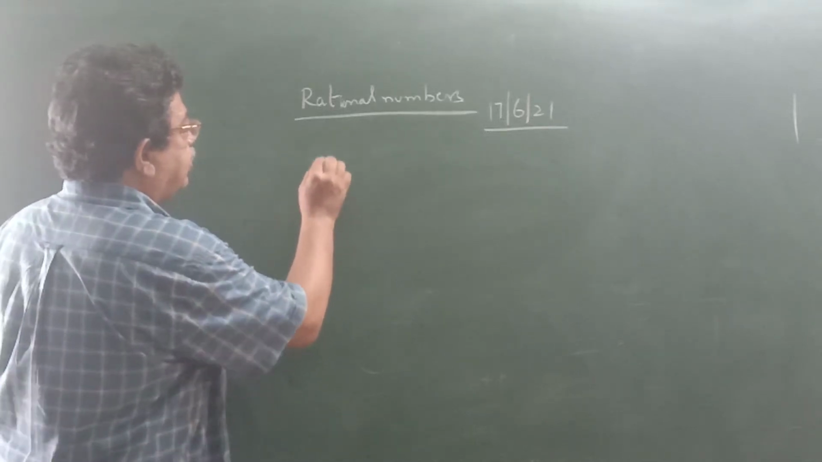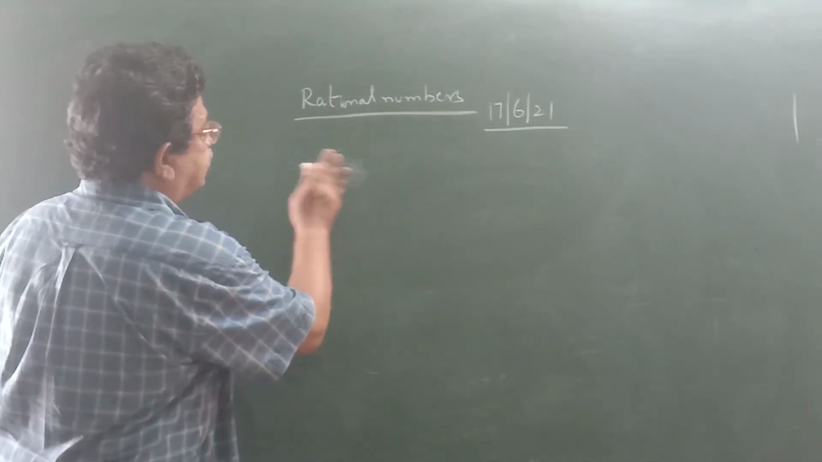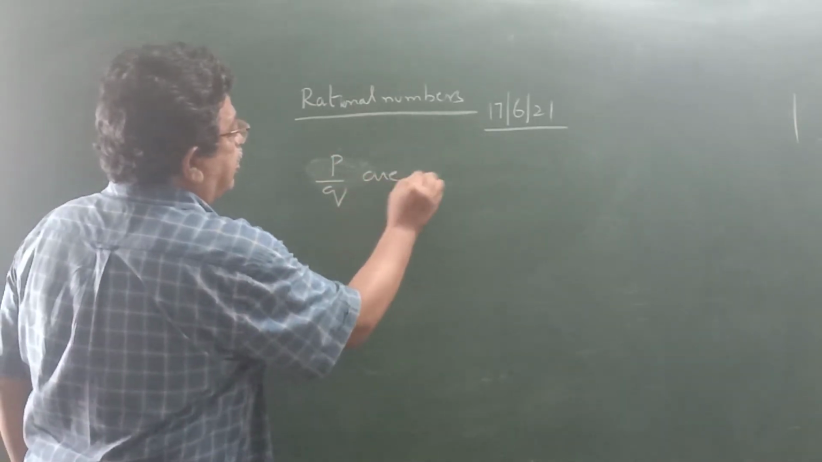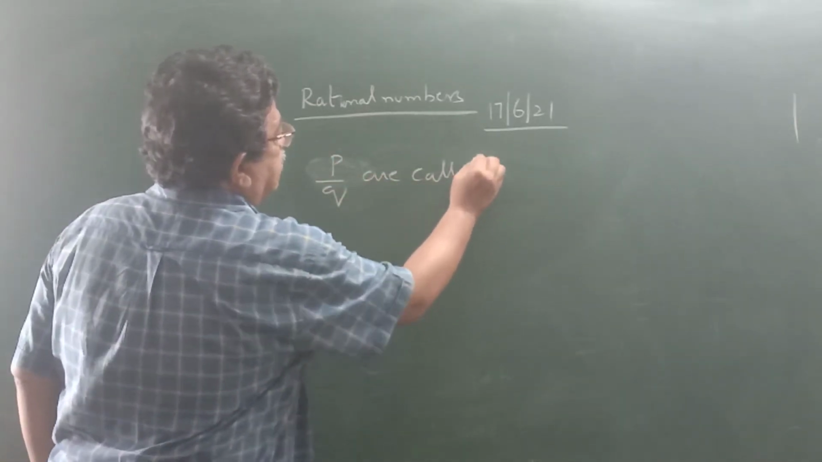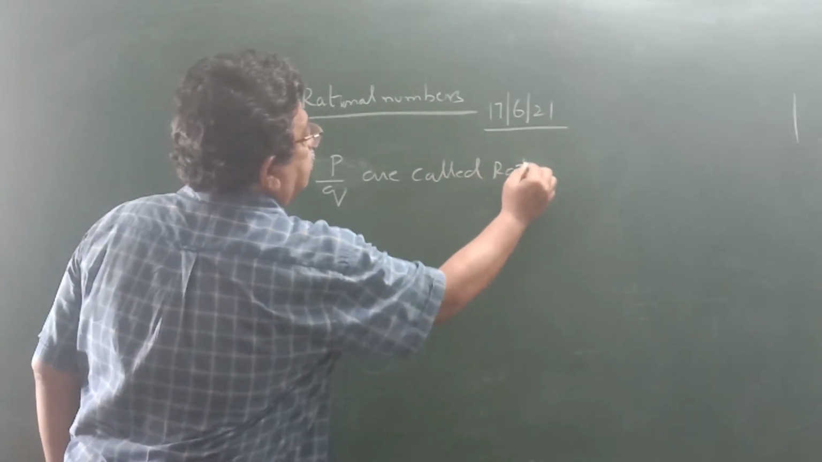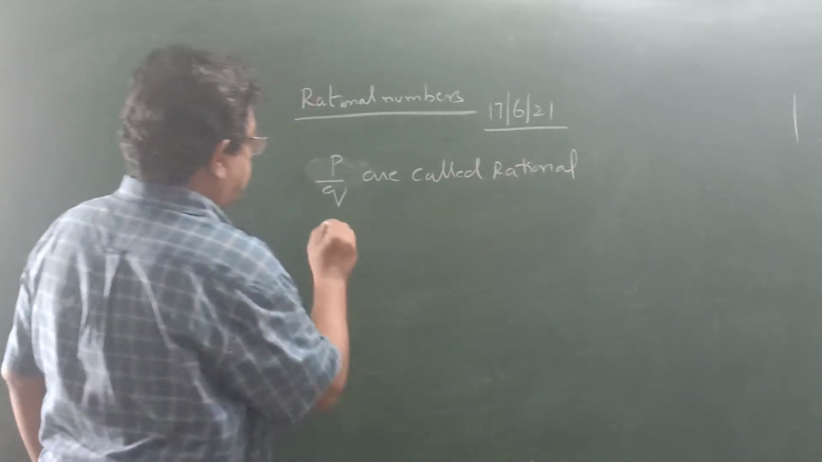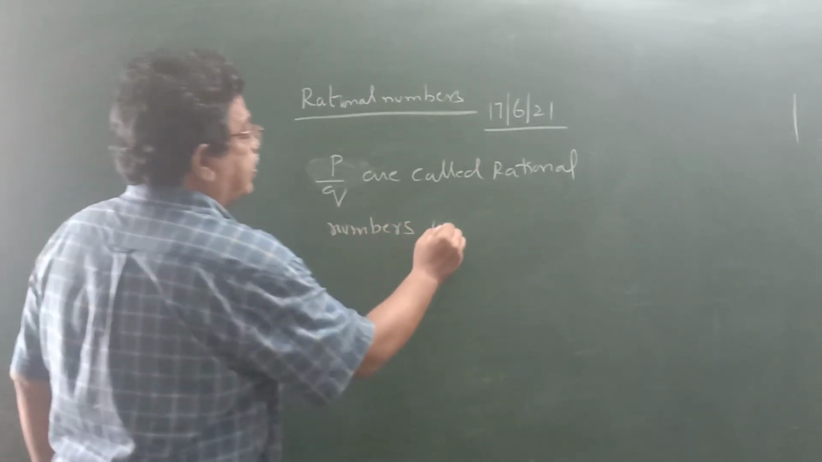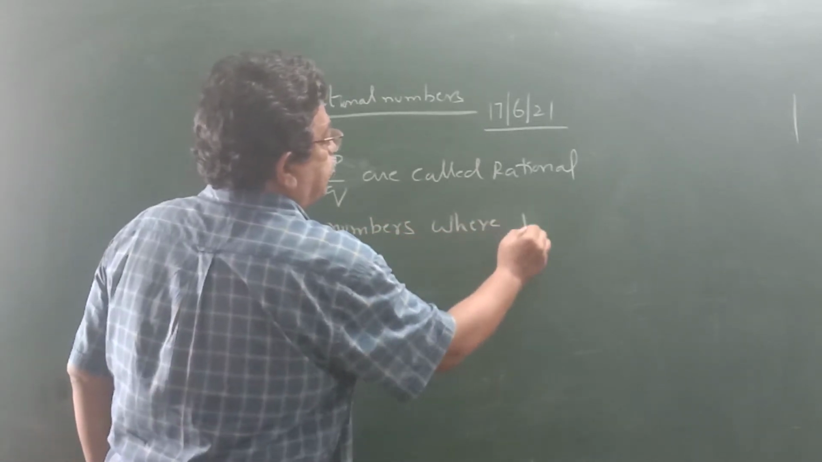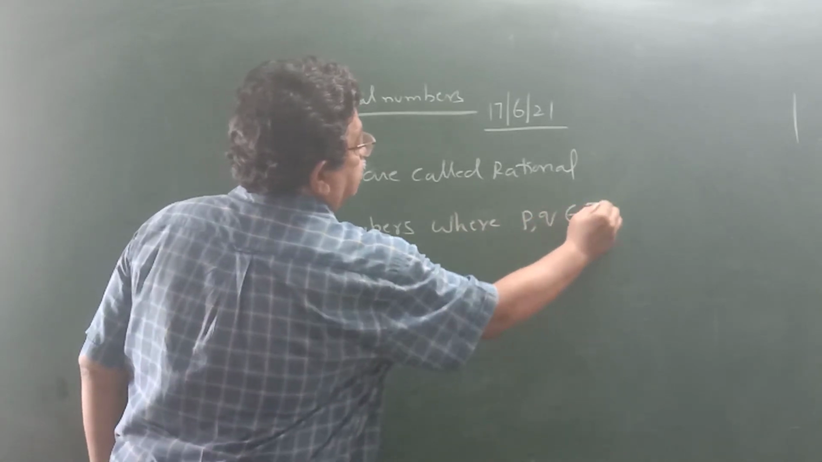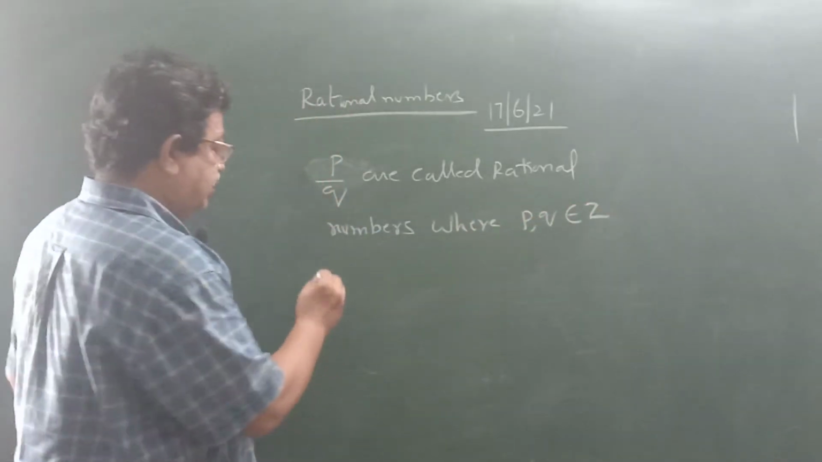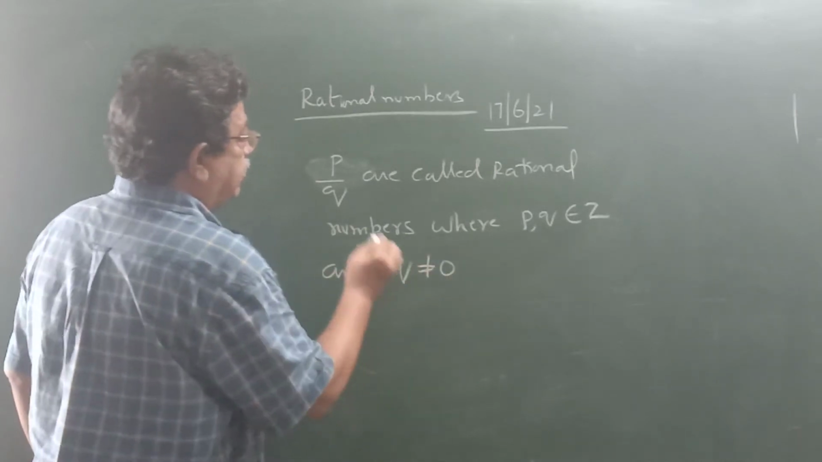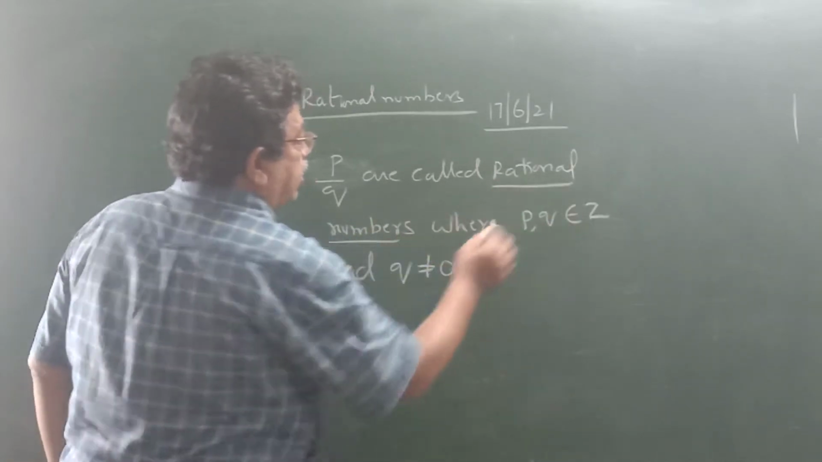Okay, children, we are continuing rational numbers. Numbers of the form p by q are called rational numbers, where p, q belong to Z, that is, they are integers, and q is not equal to 0. Such numbers are called rational numbers.